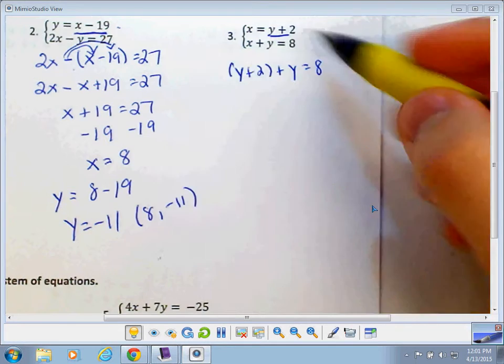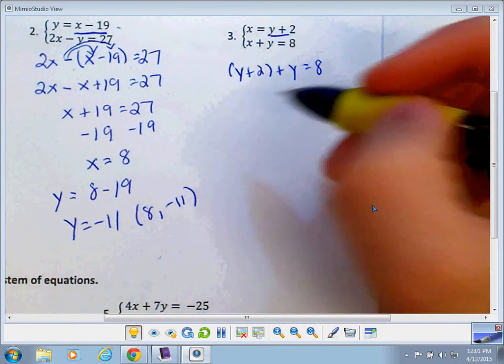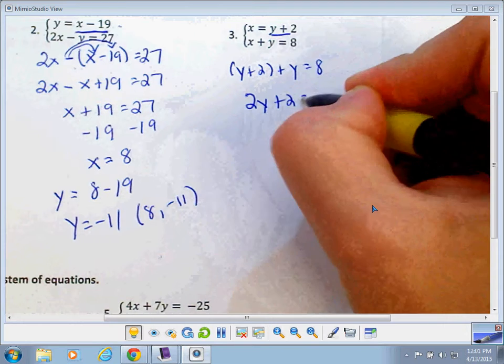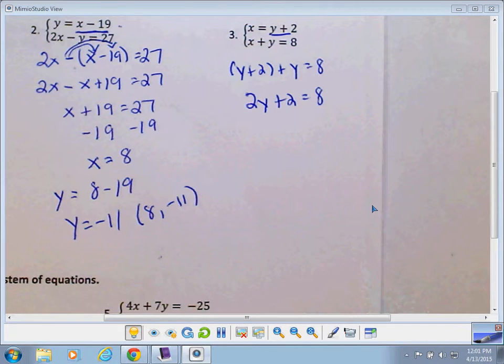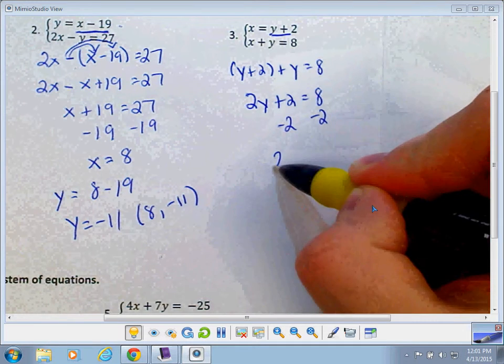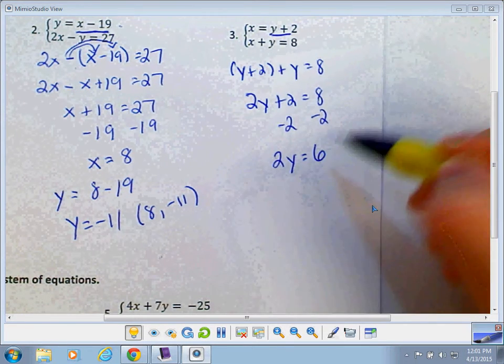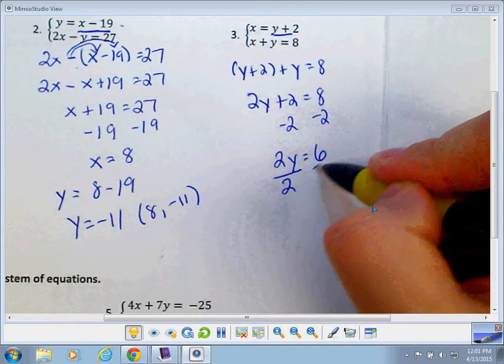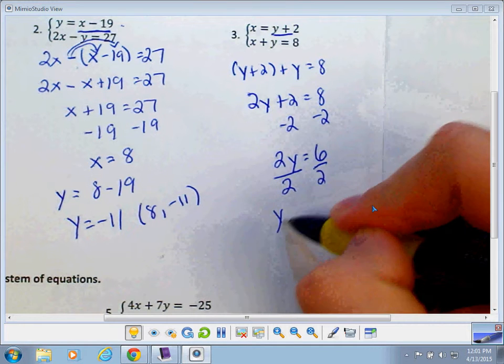Once again, combine like terms if you don't have to distribute. So 2y plus 2 equals 8. Then you want to get y by itself, so subtract 2 from both sides. Get 2y is equal to 6, and divide both sides by 2, and you get y is equal to 3.